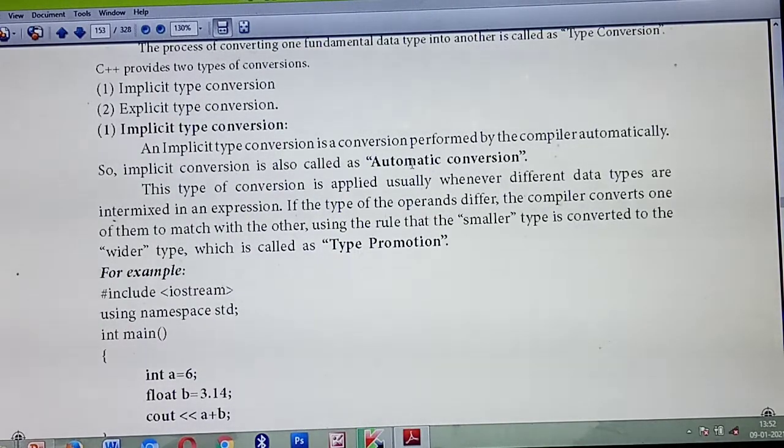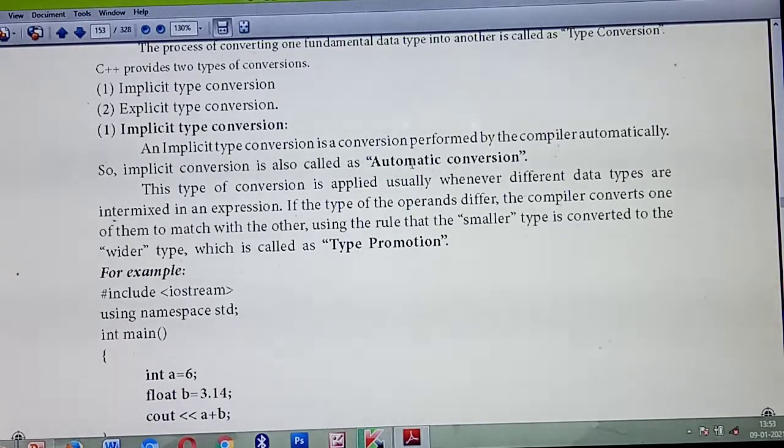Two types. What are they? Implicit conversion and explicit conversion. So what do you mean by type conversion? The process of converting one fundamental data type to another data type is called what? Type conversion. Among that, implicit type conversion means that while you are executing the program, the compiler itself automatically converts from one data type to the next data type. That is called automatic conversion or implicit conversion.